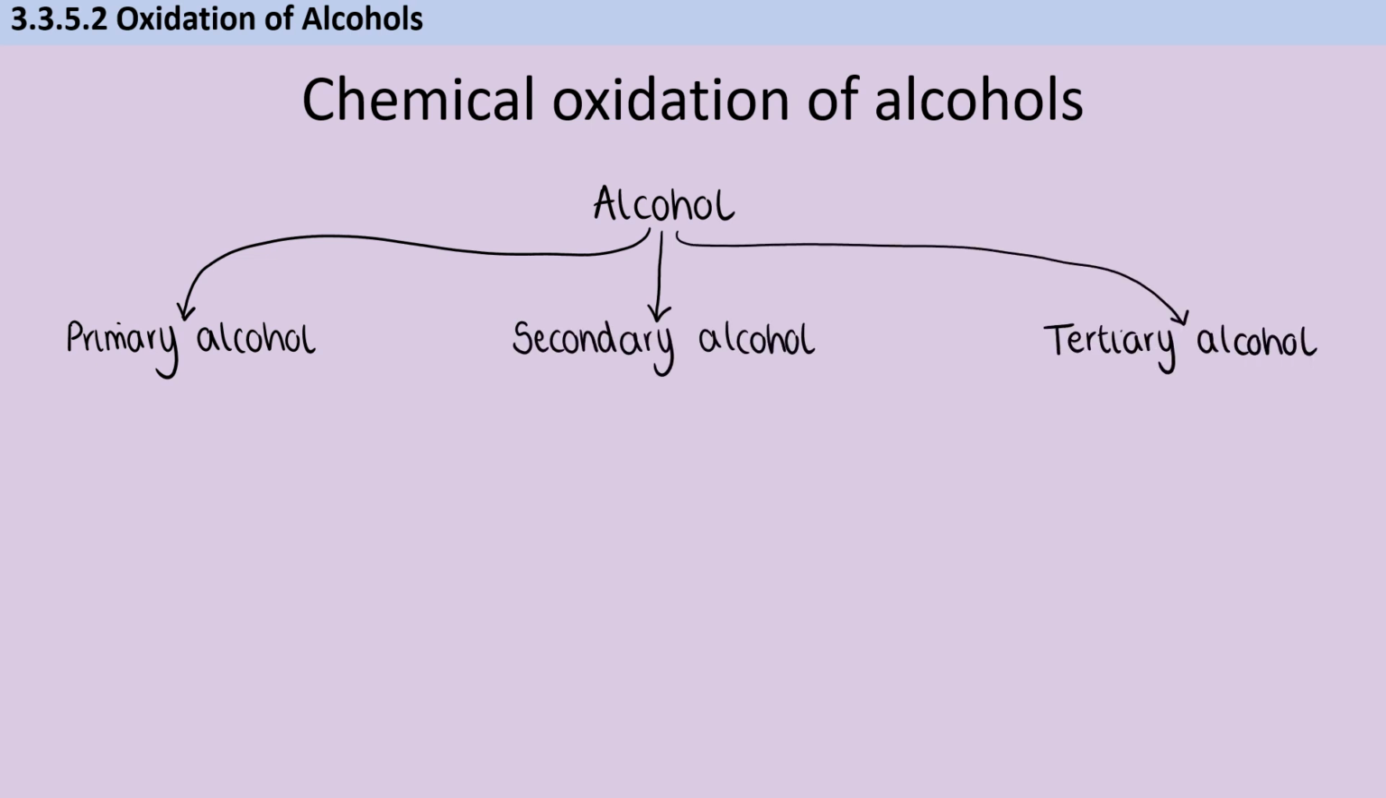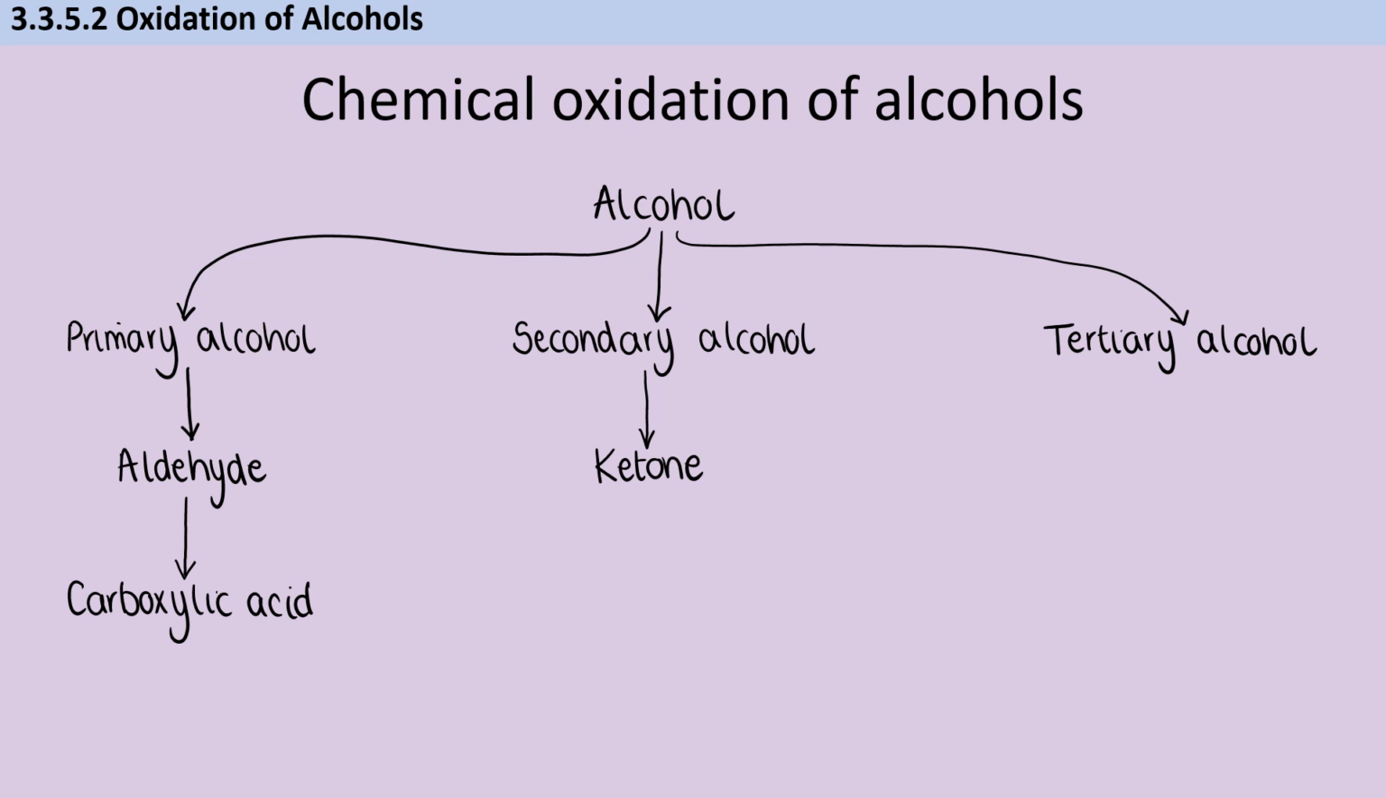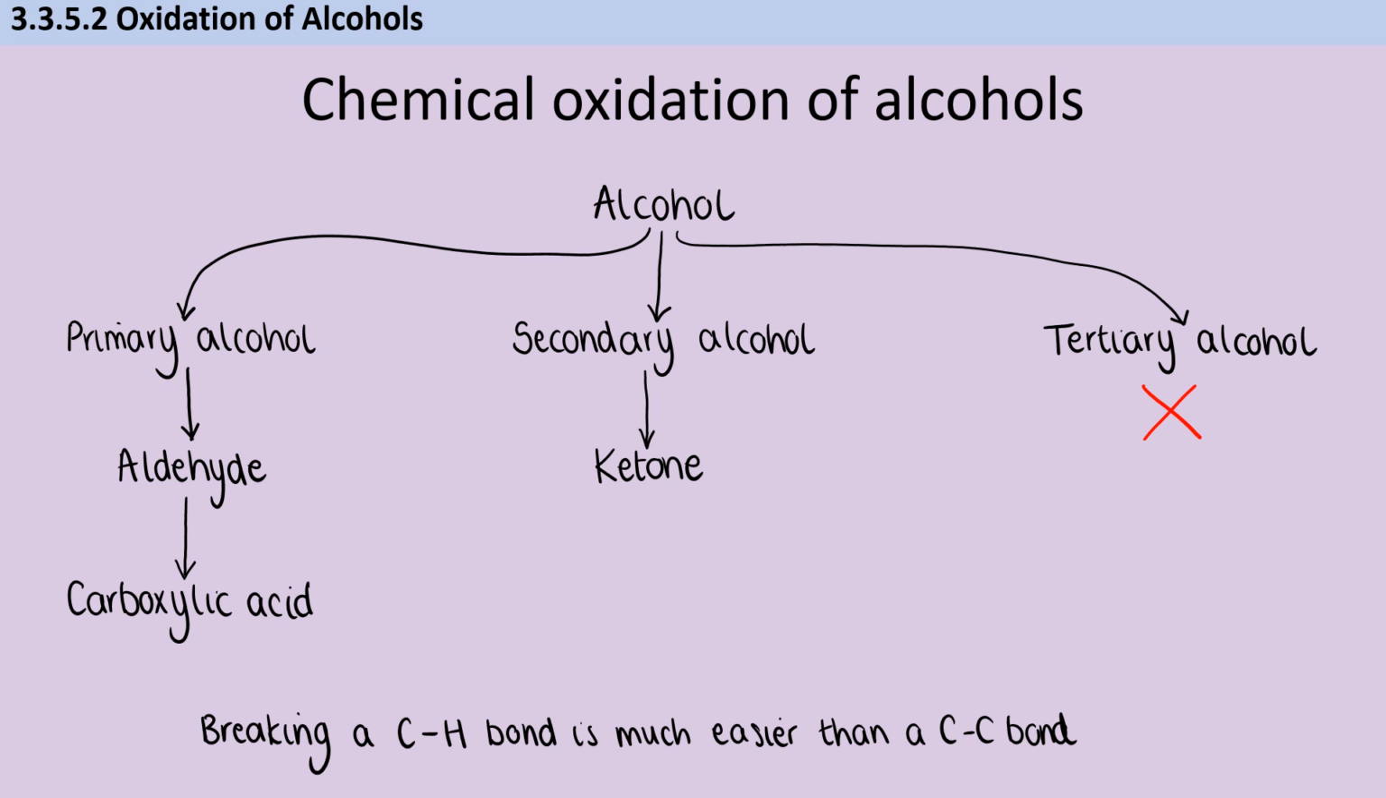So if we take a primary alcohol and oxidize that, then we're going to make an aldehyde. And if that aldehyde is oxidized further, then we can produce a carboxylic acid. In contrast to that, if we take a secondary alcohol and oxidize it, we produce a ketone. And a tertiary alcohol can't be oxidized at all. The tertiary alcohol could only be oxidized if a carbon-carbon bond was broken, and this carbon-carbon bond is much harder to break than a carbon-hydrogen bond, so it just doesn't happen.